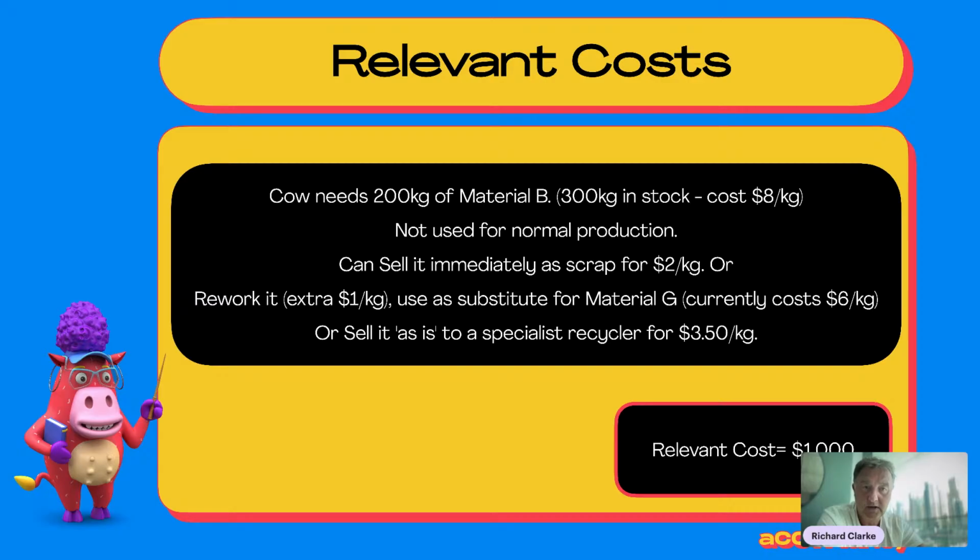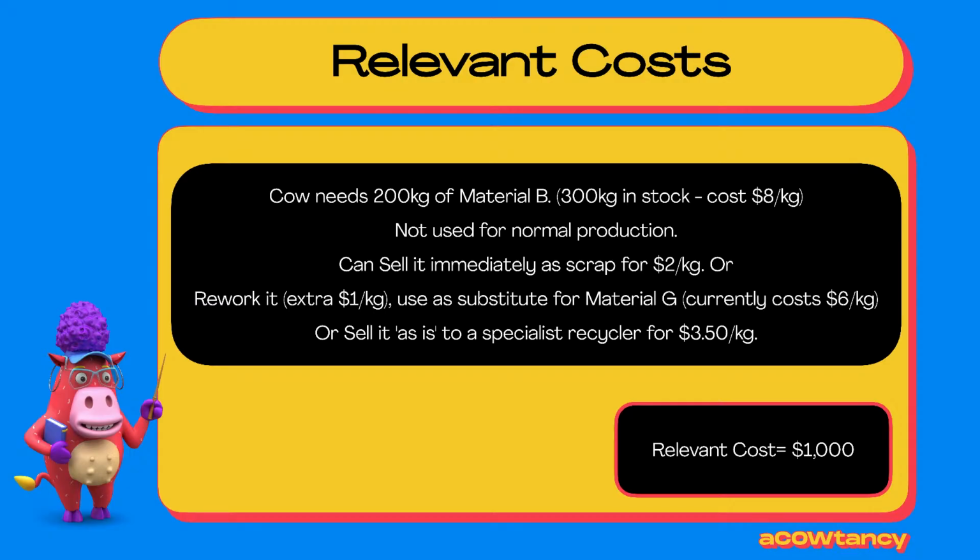Relevant cost being 1,000. Have I worked out all the 1,000 then? Have a quick look at that. How did I get to 1,000 relevant cost? I'll just leave it for you to have a good look. Why is the relevant cost 1,000?